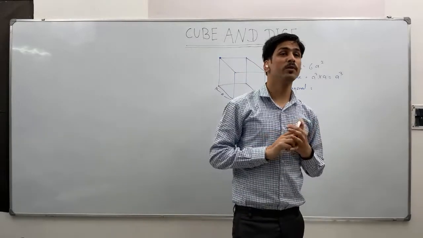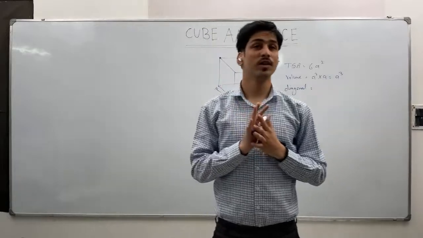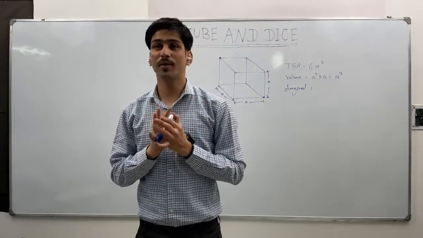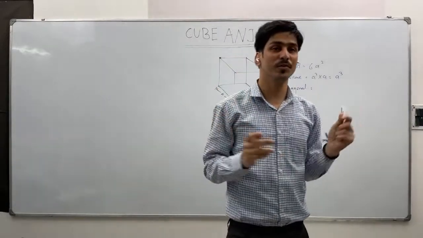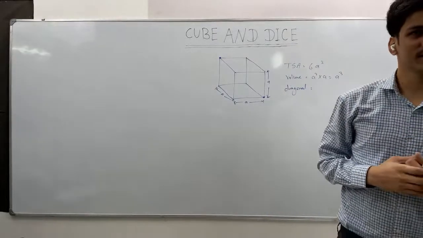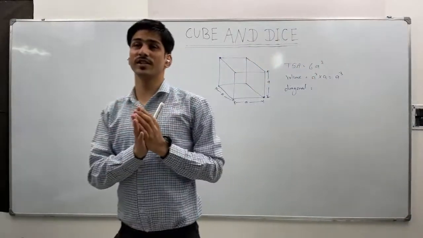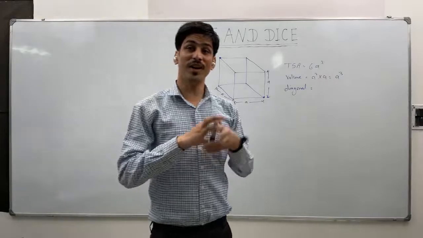Anyone? Maybe from the last... How many diagonals? 14? Think about it. How many diagonals are there in a cube? 4 only? I think we have discussed this in the last class also. How many diagonals are there?